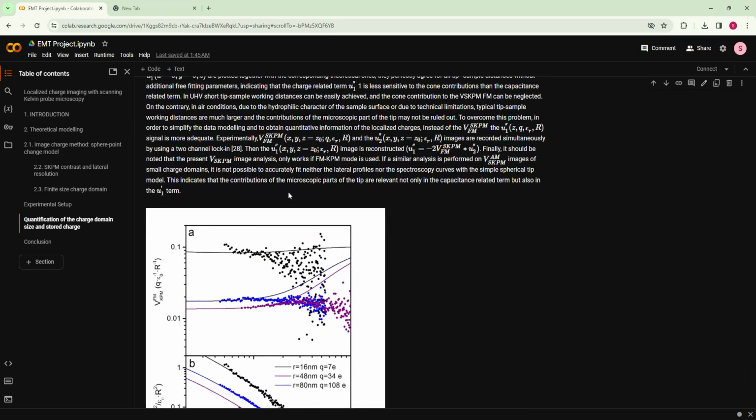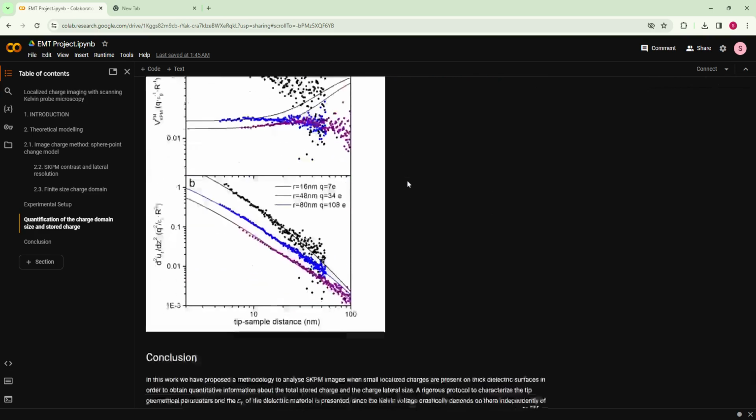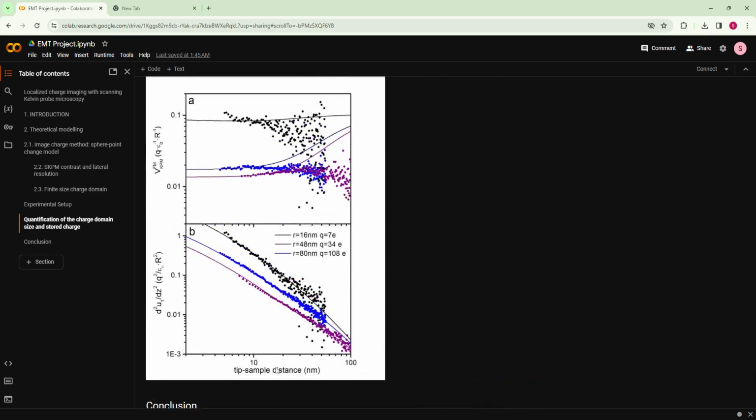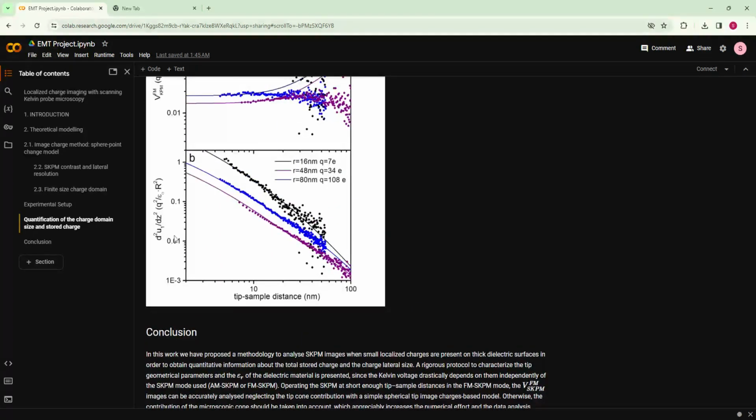This indicates that the contribution of the microscopic parts of the tip are relevant not only in the capacitance related term but also in the U1 double dash term. And you can see the diagram, this figure 9, tip sample distance in nanometer, V FM KPM here, and d2 U1 over dz square.